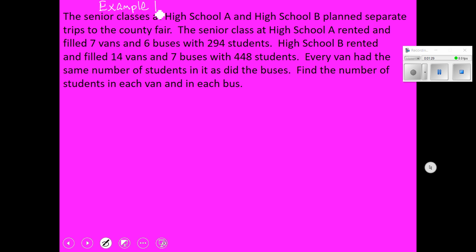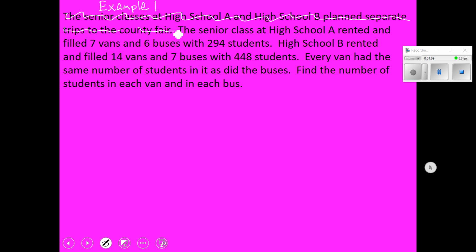So let's talk about it. Okay, let's first look at the first sentence. The senior classes at High School A and High School B planned separate trips to the county fair. How does that help us? It doesn't. So what can I do with the first sentence? I can pretty much blah, blah, blah. That's just extra information that we do not need. Okay, let's go to the second sentence.